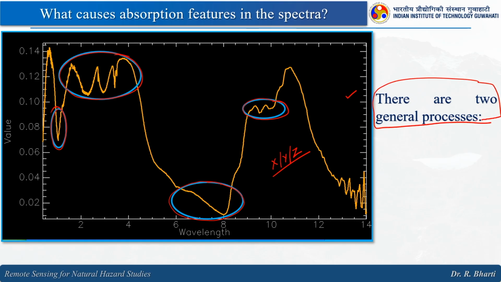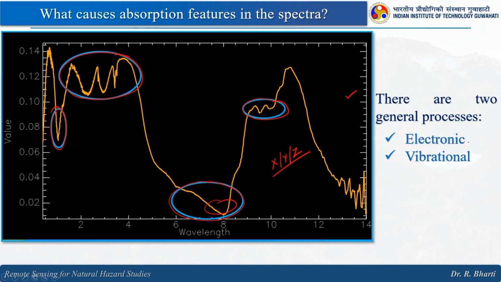There are two general processes which produce this kind of characteristic absorption feature. The first one is electronic and the second one is vibrational. These electronic and vibrational processes are responsible for generating characteristic absorption features for any given material or target, right. We will see them one by one. Let us start with the electronic processes.